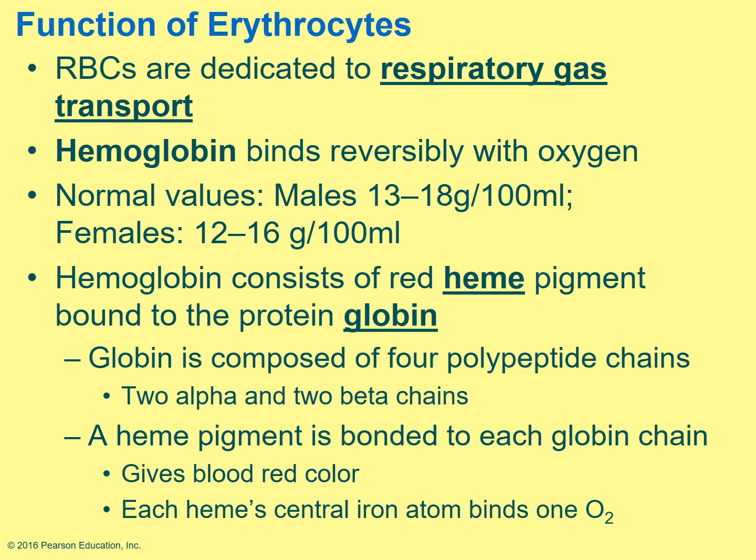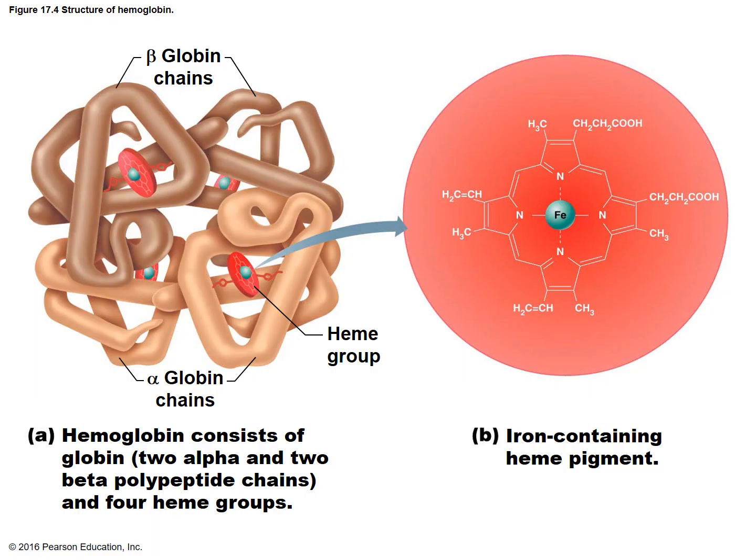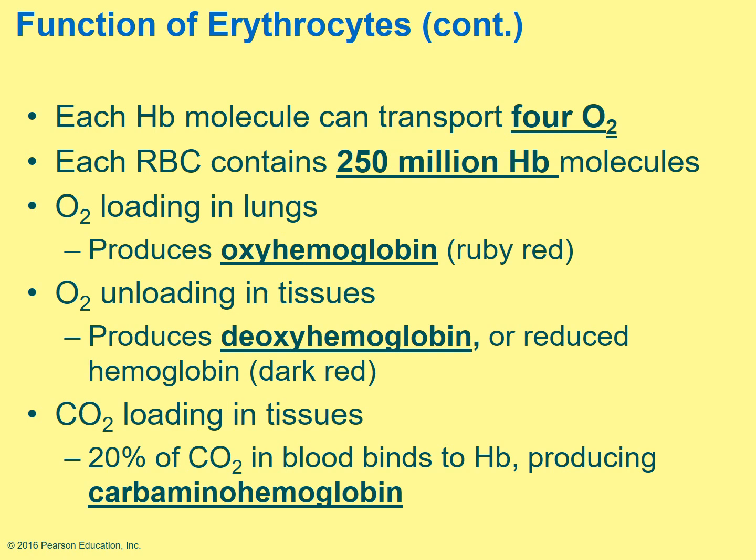The heme pigment is what gives it the red color, and then each of the hemes will bind to one oxygen, so they combine 4 oxygens per hemoglobin. That shows the structure. So if each hemoglobin molecule can transport 4 oxygen molecules, and each red blood cell contains about 250 million hemoglobin molecules, that means you can carry an awful lot of oxygen.